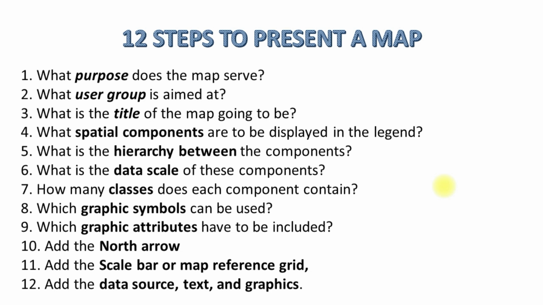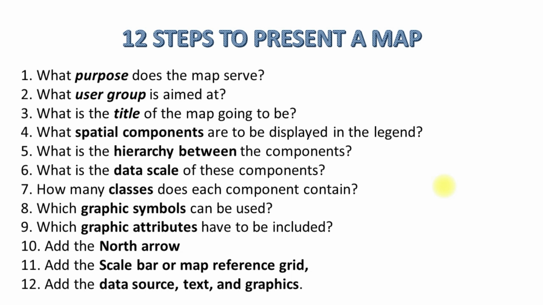The second step is you should define what user group the map is aimed at. So for instance, for whom are you making this map: for farmers, for students, for ordinary citizens, or for the general population. Is your user group broad or small, etc. And the next one, you should give the title of the map. You should give a name to your map.